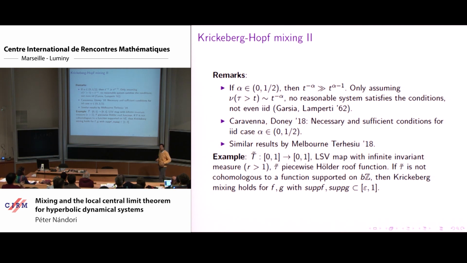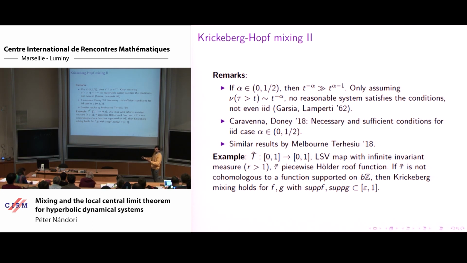There is a parameter, which in the Liverani-Saussol-Vaienti paper is denoted by alpha, but my alpha is already taken, so I denote it by R, and you can tune this parameter. Depending on how big R is, you can have either a finite absolutely continuous invariant measure, or an infinite absolutely continuous invariant measure where the density blows up near 0. So the measure of any interval epsilon to 1 is finite. I'm considering the case where the natural absolutely continuous invariant measure for the map is already infinite.